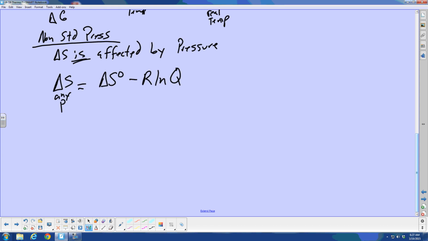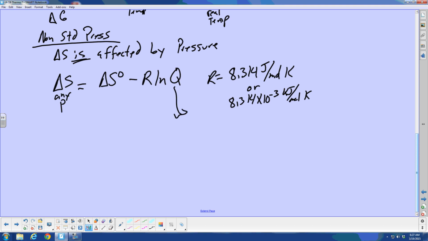Now, what are my R's? First of all, my R is my ideal gas constant, but it is in a more favorable unit. It's going to be 8.314 joules per mole Kelvin, or, if this makes it easier to calculate, 8.314 times 10 to the minus third kilojoules per mole Kelvin, and that will come in handy soon. And what is our Q? Well, our Q is the reaction quotient.